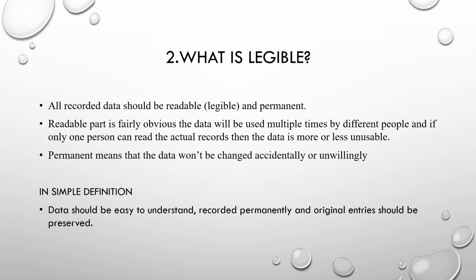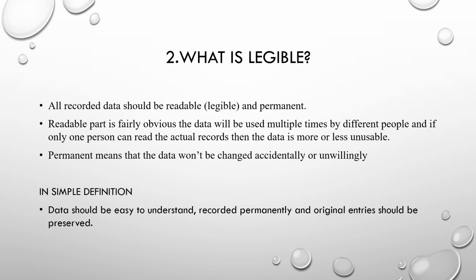So that's what is written. It should be readable by all the persons, right? If it is readable by only a single person and no other person is able to view or read the data, then it is not legible, right? That's what is written there.